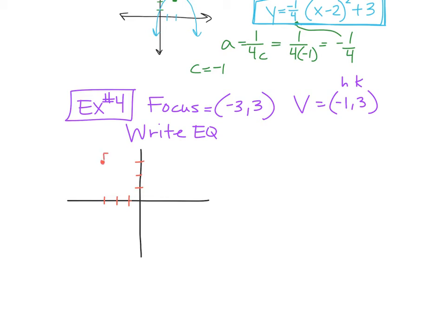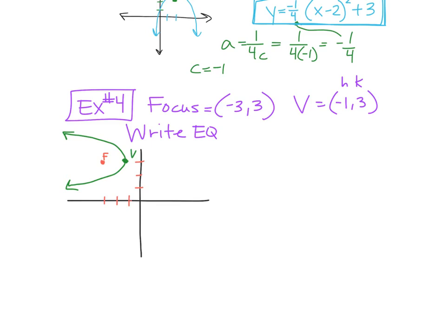Okay, so here's my focus. And then a vertex of -1, 3. How does the focus relate to the vertex? Answer that question for yourself real quick. It has to be inside the curve, right? So that means my graph is going to look something like this.